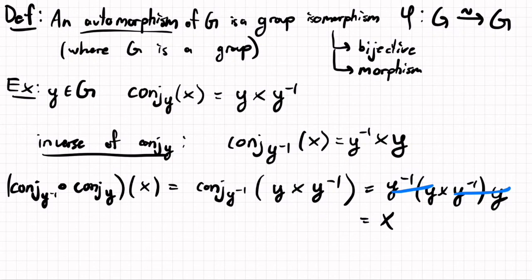So conjugation, and of course y could have been any element in G, is an example of an automorphism, and it turns out it's one of the most important examples.